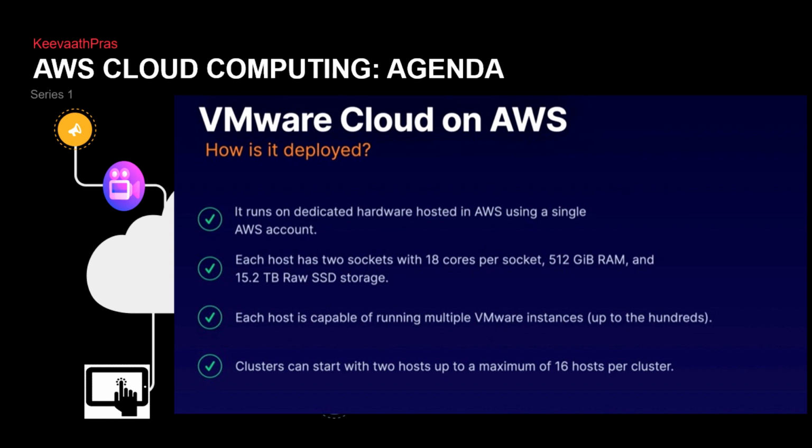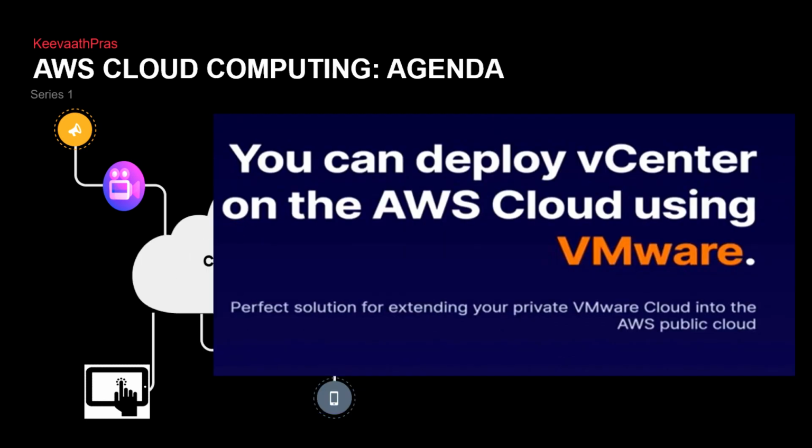A cluster can start with 2 hosts and go up to 16 hosts per cluster. So this is a VMware. How can you deploy it? A VMware is a perfect solution for extending your private VMware cloud into the AWS. This is like the hybrid, on-prem and the AWS, and the intermediate thing which connects you between the on-prem and the AWS is your VMware.